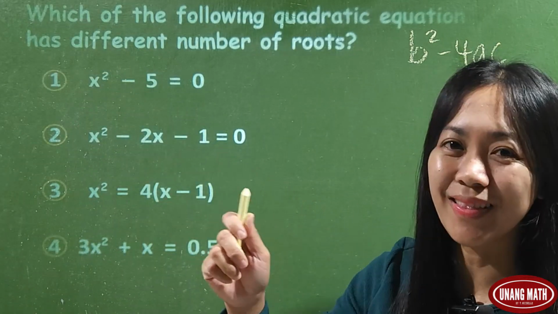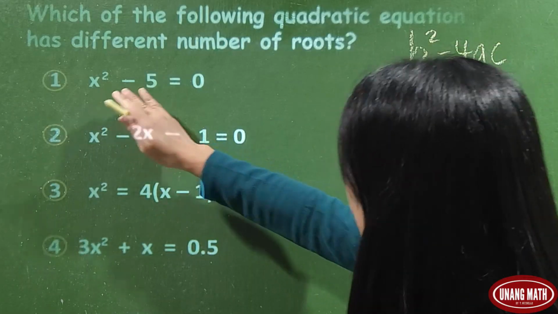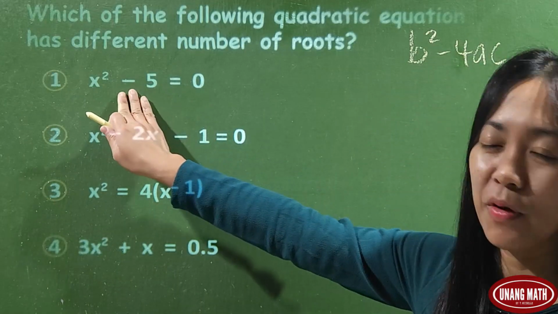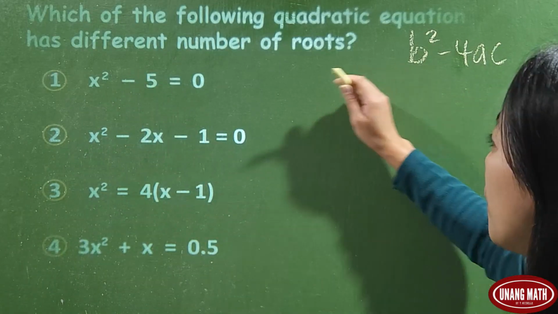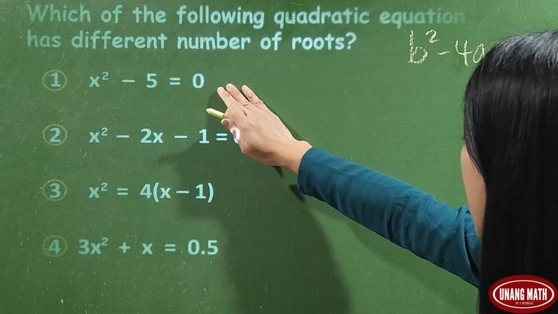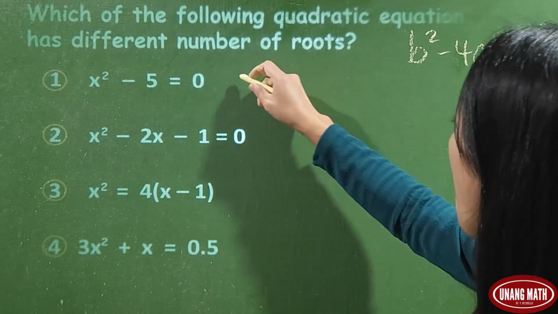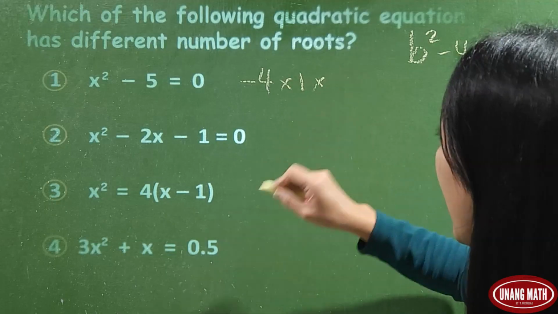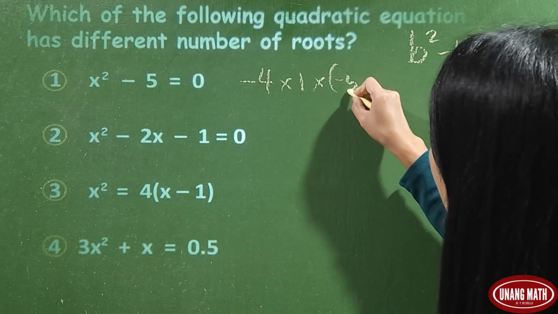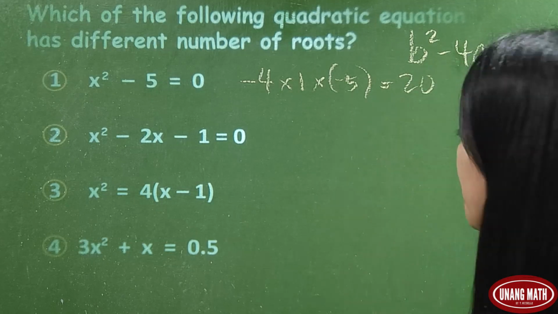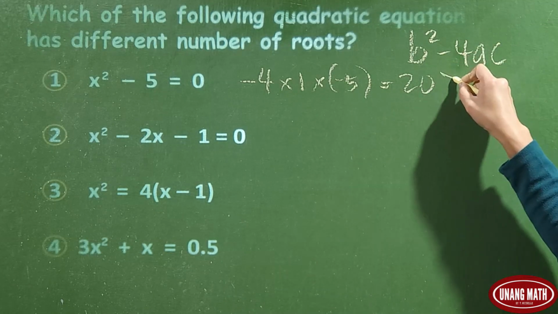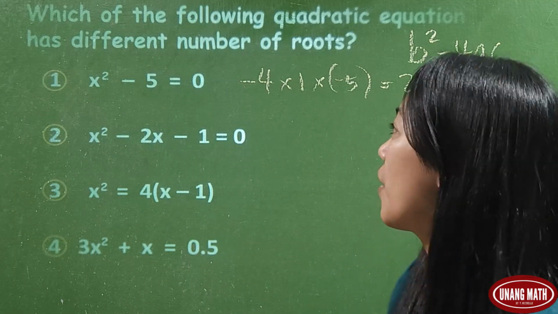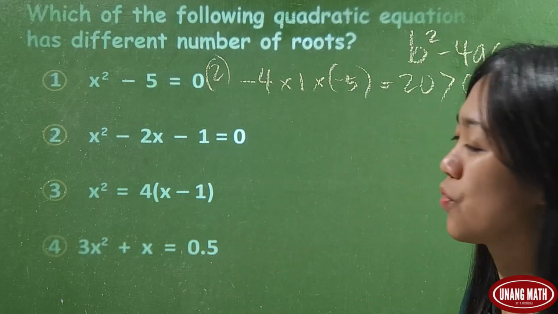So in this first equation, x squared minus 5 is 0, the value of a is 1. What about b? We don't have b, so b is 0. Negative 5 here is our constant number, so this is the value of c. So b is 0, minus 4 times a, which is 1, times c, which is negative 5. This is then equal to 20, and 20 is greater than 0. So it means this quadratic equation has two solutions.